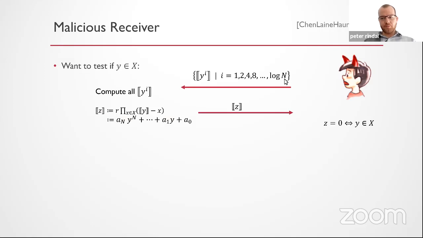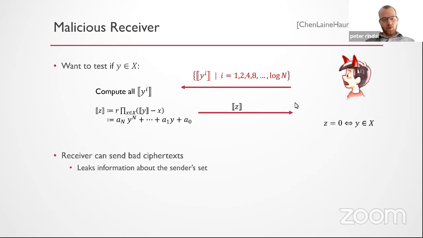So now we're moving on to our second paper, which ends up getting better security against malicious parties. And while doing this, we actually end up getting better performance, seriously. First, let's consider the case when we have a malicious receiver. The only thing they do in this protocol is send encryptions of their input item Y. Here we're just doing the membership test for simplicity, where the receiver has a single item.